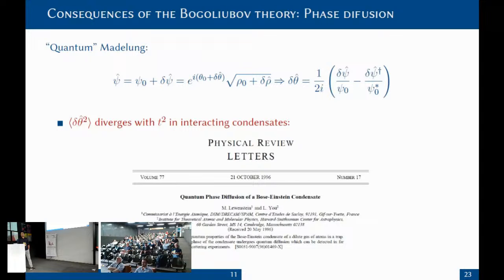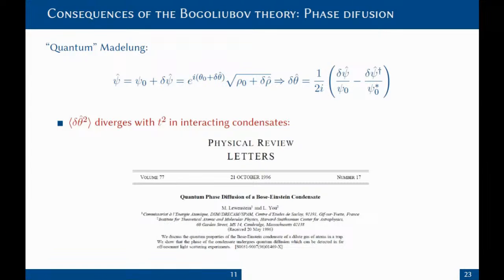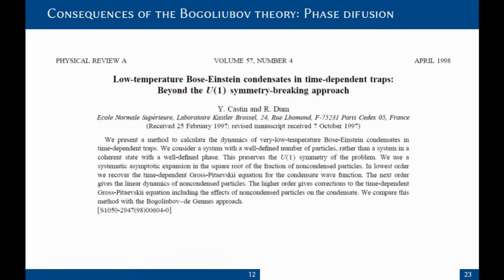And it turns out that for interacting condensates, the variance of the phase actually diverges with t squared when there are interactions. That's bad because vacuum fluctuations naturally tend to destroy the condensate. As the condensate is formed, it starts degrading until you don't have a condensate anymore. And that's spontaneous, any spontaneous process, okay? It was published in this nice paper here.